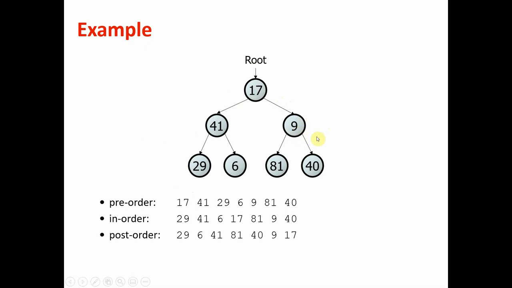If I want to do pre-order traversal, pre-order means node, then left, then right. Okay, so the first thing that we're going to see in the pre-order is 17, right? We go to the left, then 41. We go to the left, then 29, right? So we did the nodes 17, 41, 29, okay? This one doesn't have any left or right, so we stop, okay?